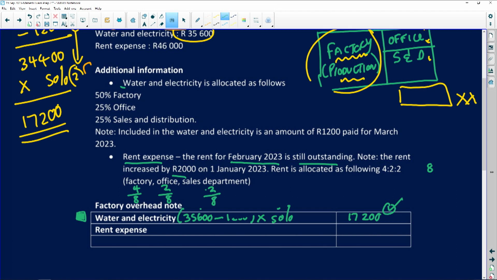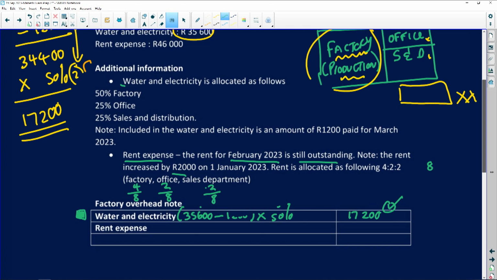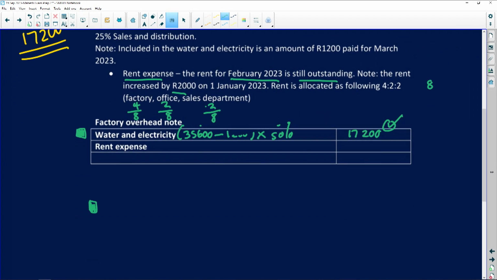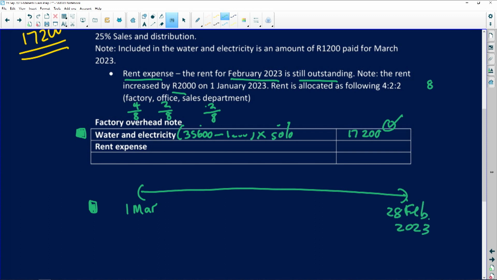Okay, right, so let's now again take into account the year-end adjustment first. Okay, remember this adjustment you can also find, they can test this adjustment in paper 1, but in this case can also be tested in paper 2. Right, so the rent expense, my financial year starts on the 1st of March, ends on the 28th of February, okay, 2023. And from the information given, the rent increased by 2,000 Rand on the 1st of Jan.